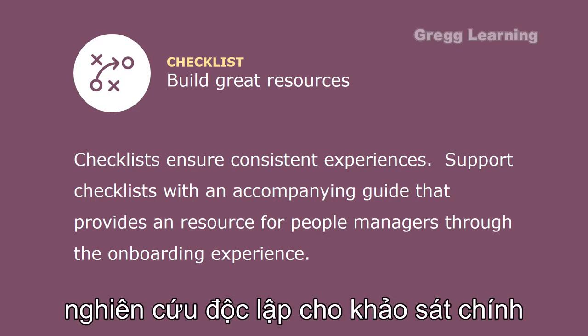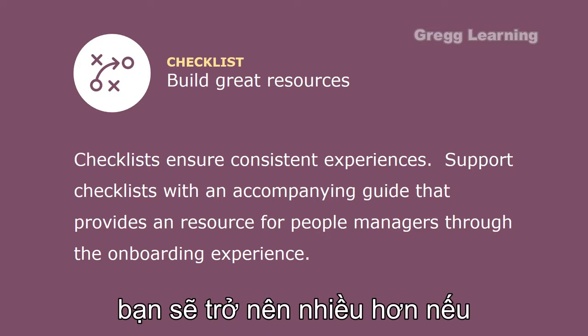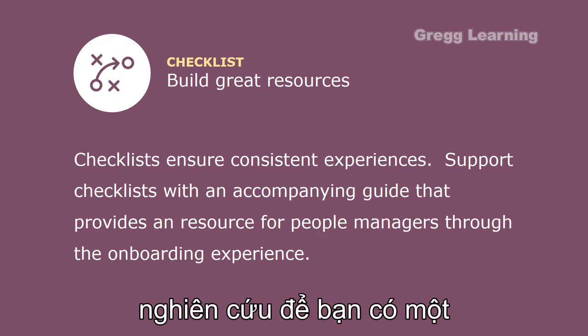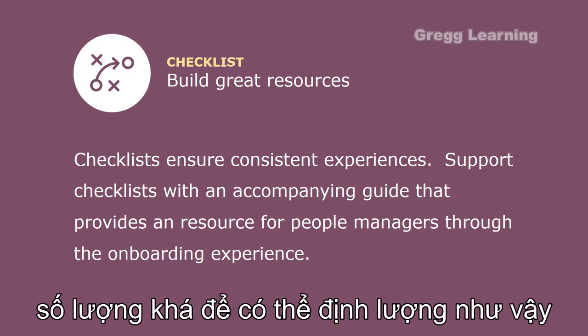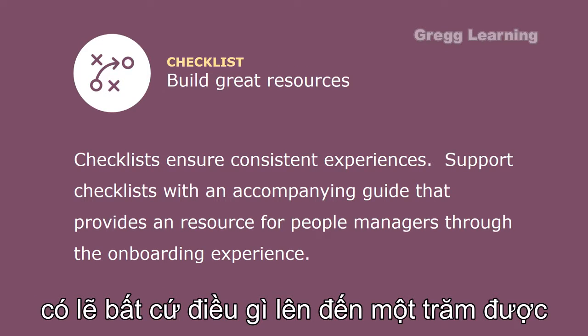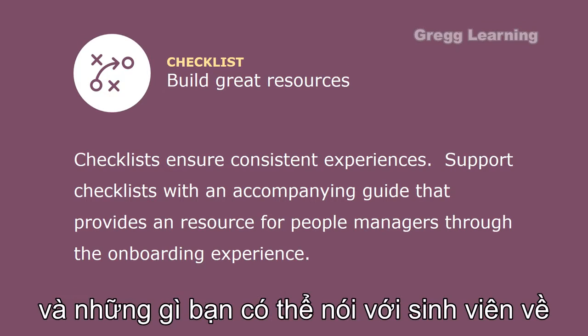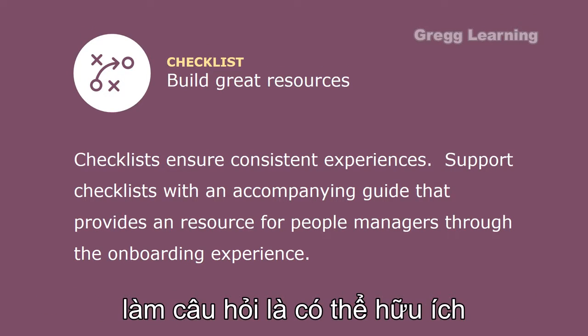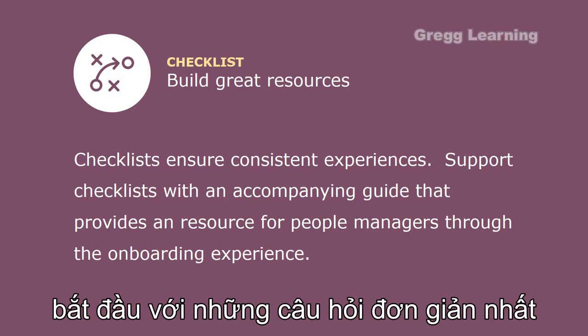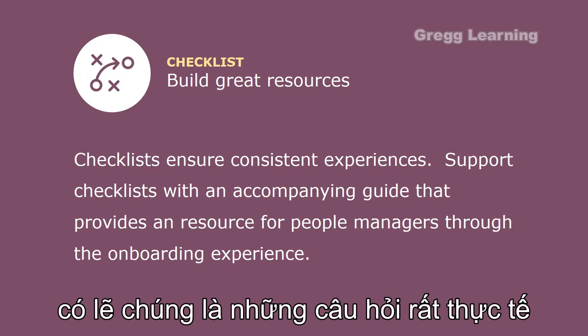Now for rule number 3, use a checklist. Build great resources. Your onboarding strategy should be brought to life with organization and job-specific onboarding checklists. A checklist provides a roadmap for the onboarding journey. Human resource professionals must provide for understanding and support of the new employee and their manager. Everyone needs to understand their roles and responsibilities in the onboarding process. Checklists ensure consistent onboarding experiences for all new employees and managers. Support checklists with an accompanying guide that provides a resource for people managers through the onboarding experience.